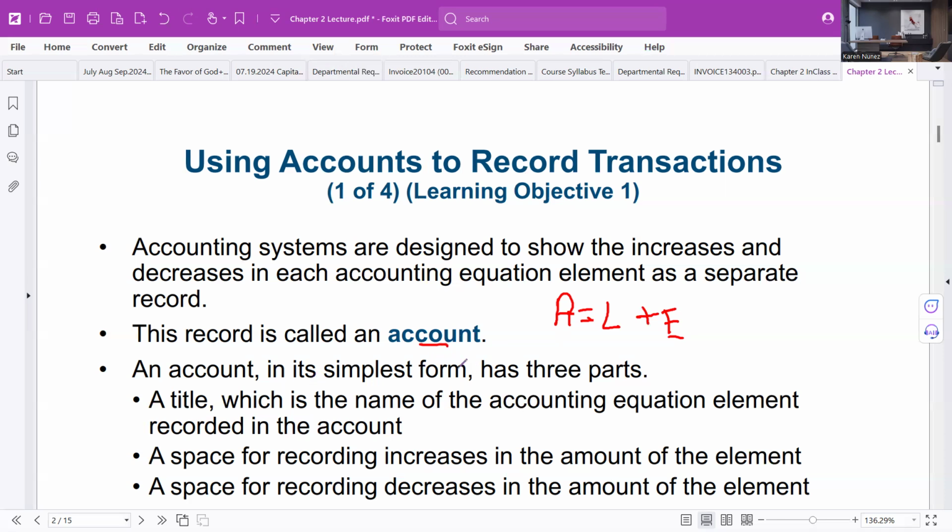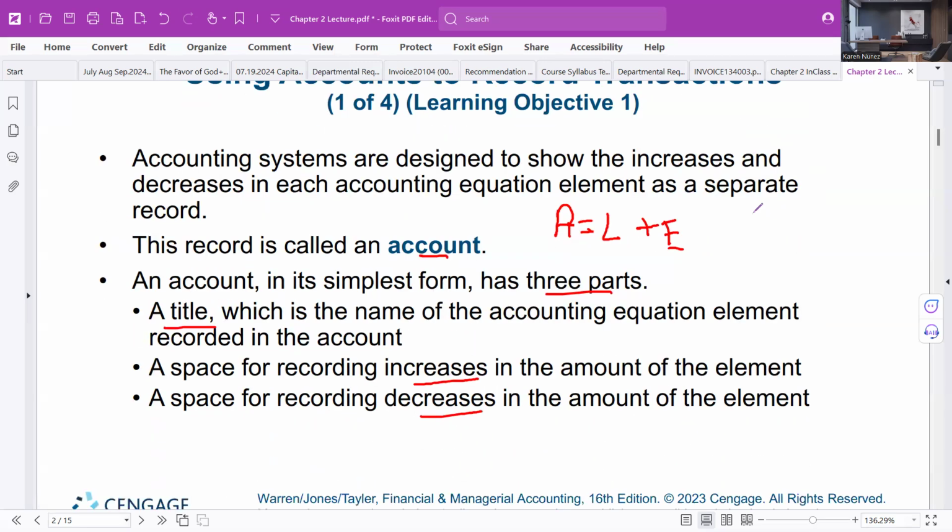And an account in its simplest form has three parts. Every account, every asset, every liability, every equity is going to have a title, right? That's important for us to be able to distinguish them. We need a title, and we need a way of increasing the accounts, and we need a way of decreasing the accounts. So for every account, we need to at least have a title, an increase side, and a decrease side.